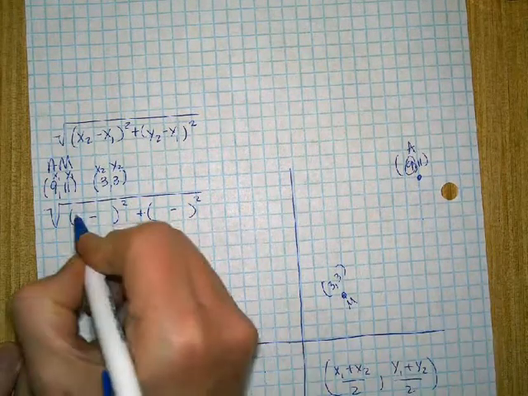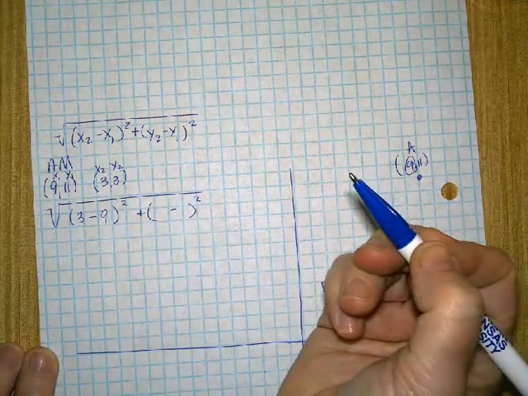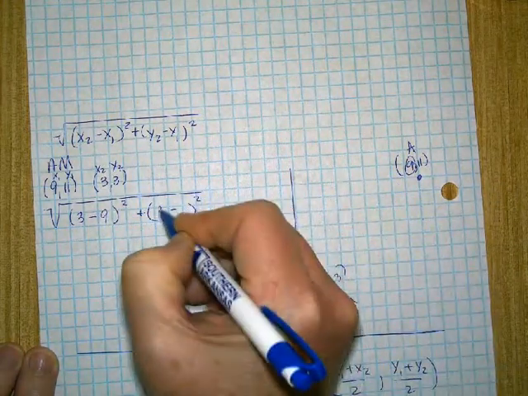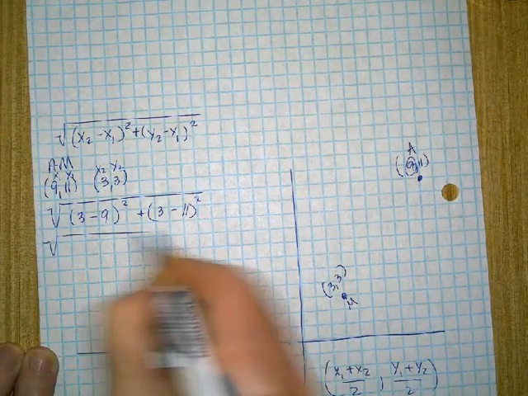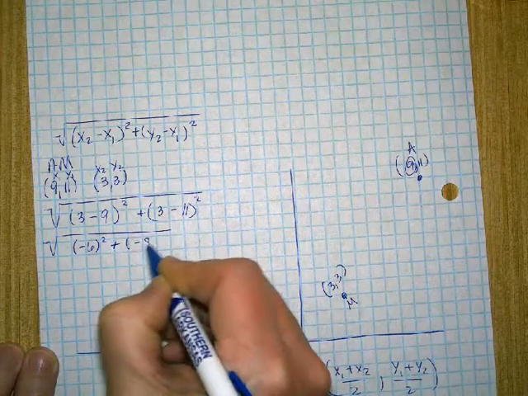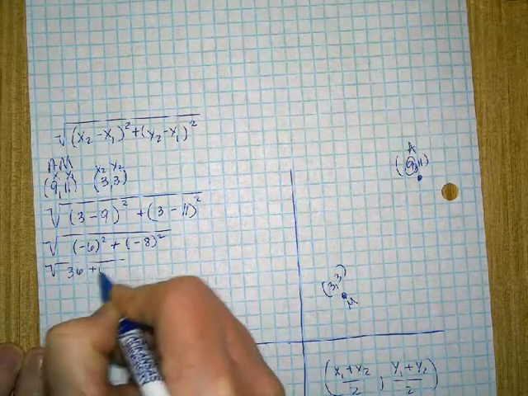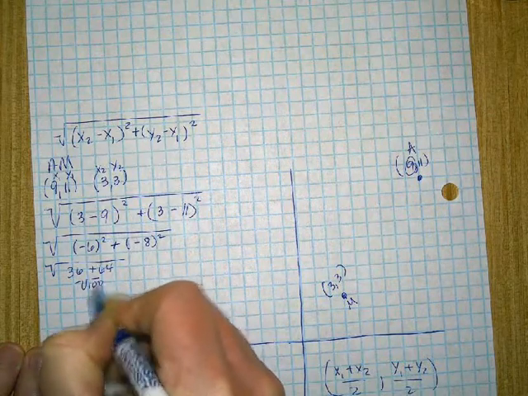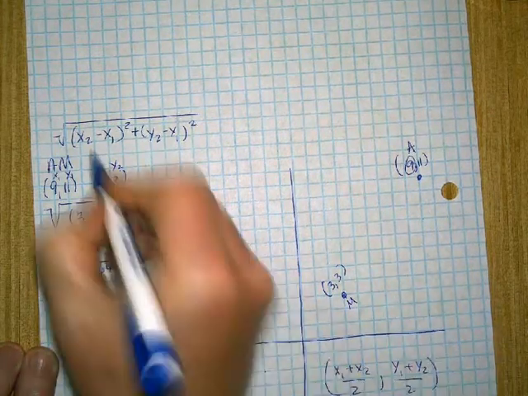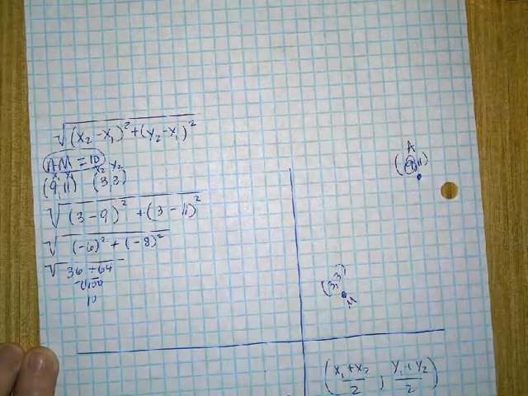Three minus, okay. Okay. So I have the square root of negative 6 squared plus, what is that, negative 8 squared? Square root of 36 plus 64, square root of 100, 10. So from A to M is 10. Then you have to find M to B.